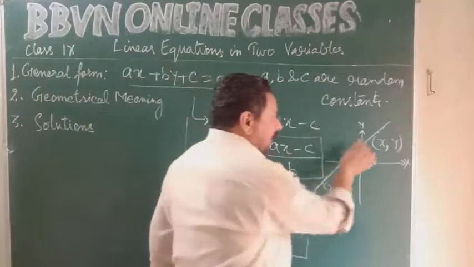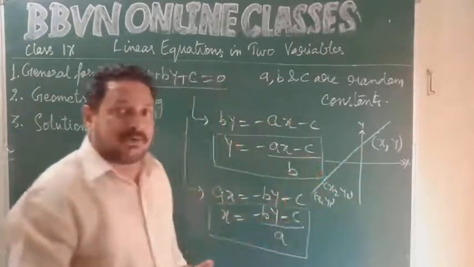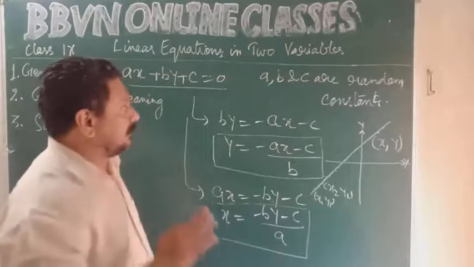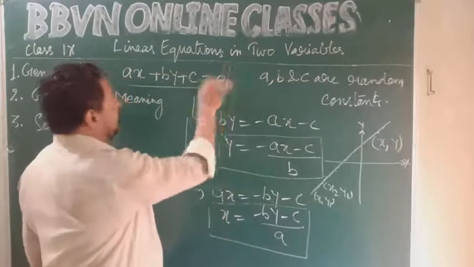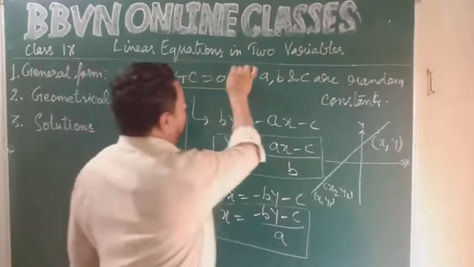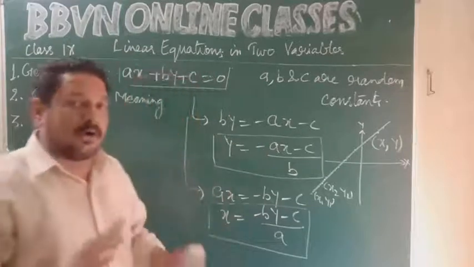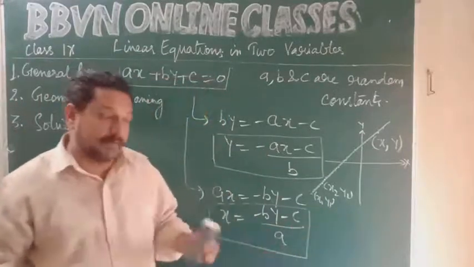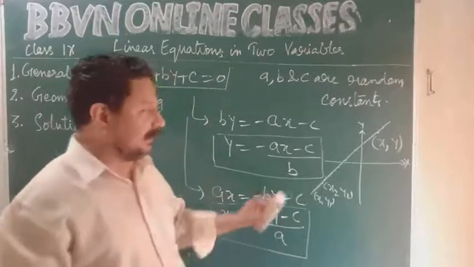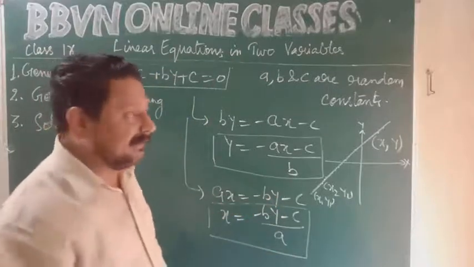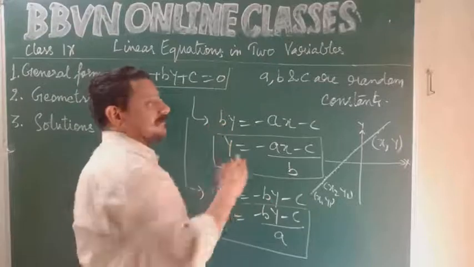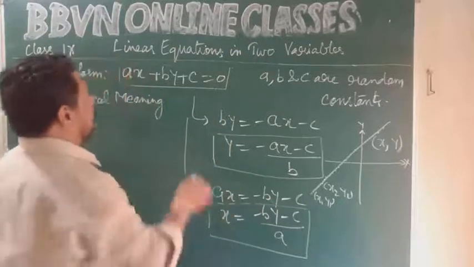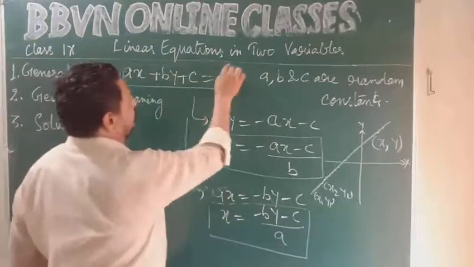So I can define this line as it is a set of all the points that satisfy the given linear equation. It is the set of all the points that satisfy any given linear equation. A point has to satisfy that particular linear equation. Satisfy means the values of x and y should be such that the equation is justified.